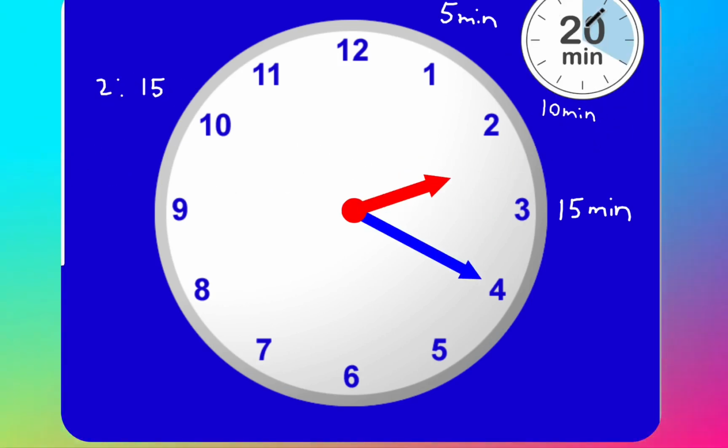As you can see, our big hand has now moved to 4, so 20 minutes have gone by in our hour. So we're going to change this 15 now. If you notice the connection, we're adding 5 each time and we're going to change it to 2:20.